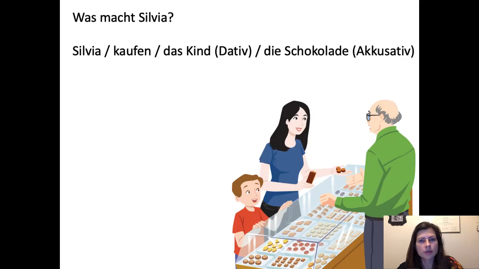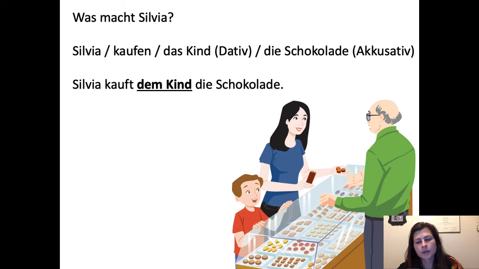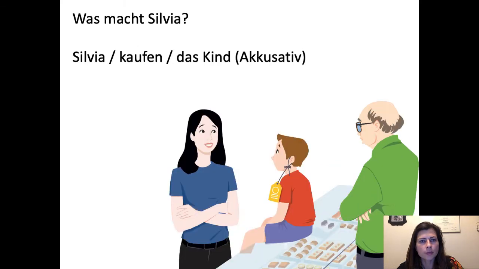Of course, we had the situation where Sylvia buys the chocolate for the child. Sylvia kauft dem Kind die Schokolade. So Sylvia buys the child the chocolate, or maybe Sylvia buys the chocolate for the child. The child is indirectly receiving the action of the buying. The child is not being bought directly. The chocolate is being bought directly. But if the child were directly receiving the buying action, it would be Sylvia kauft das Kind. That would be an accusative version.